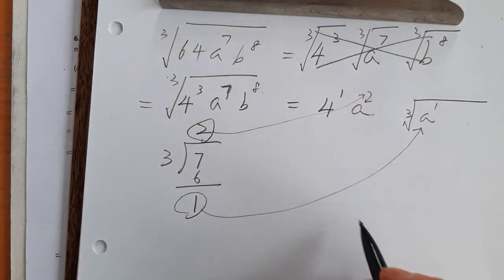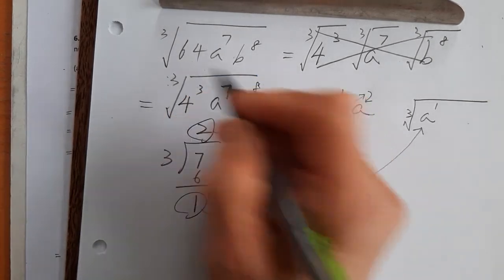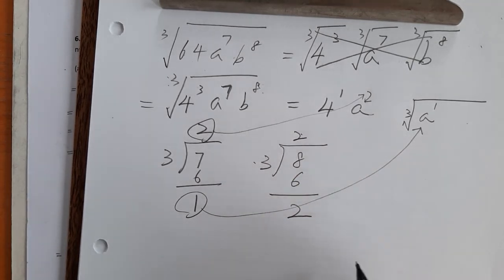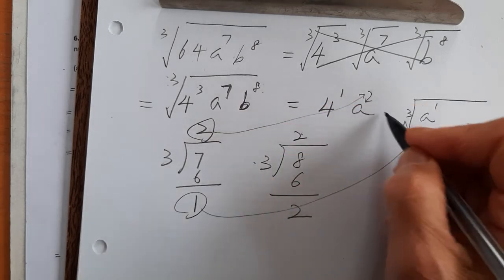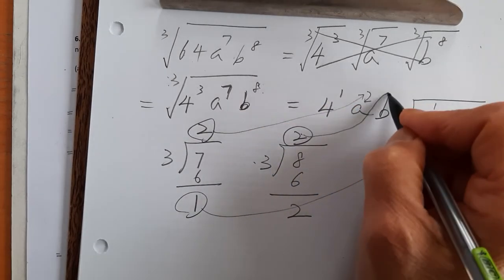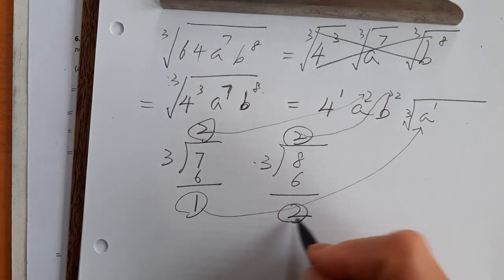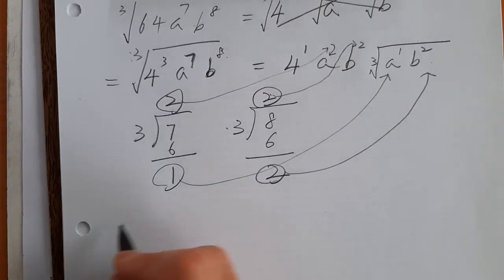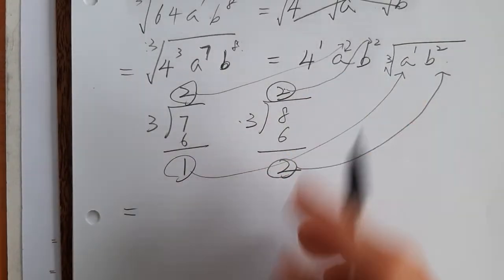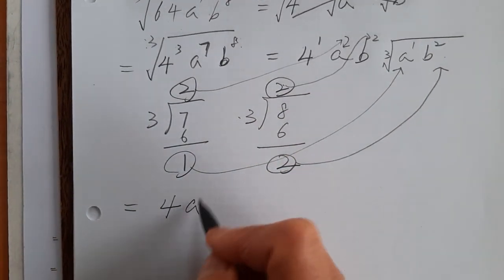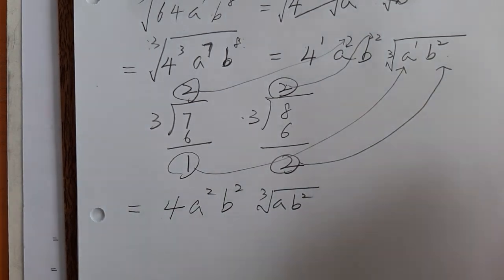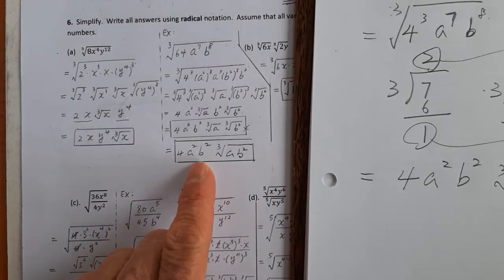And this 8 also divided by 3. Quotient is 2. 3 times 2 is 6. Remainder is 2. And this base is b. Put b. This 2 put outside the radical. This 2 put inside the radical. That's a quick way to do it. So the final answer is 4 to the power 1, it's 4a squared b squared cubic root of ab squared. This is the answer. That's the quick way to do it.